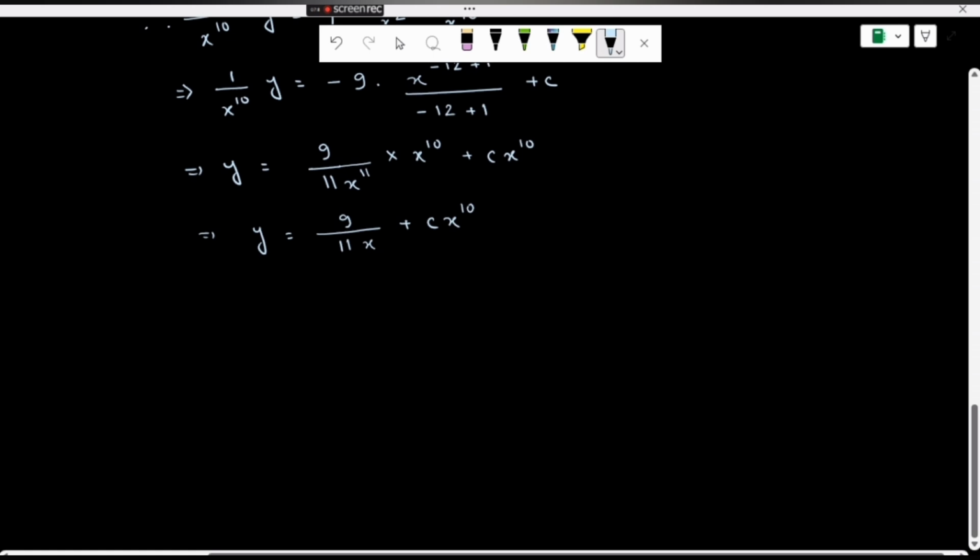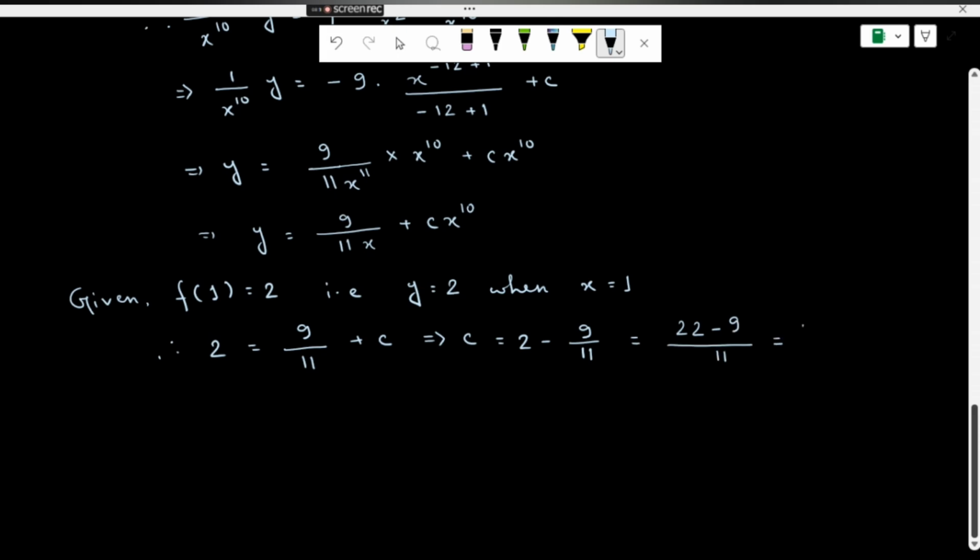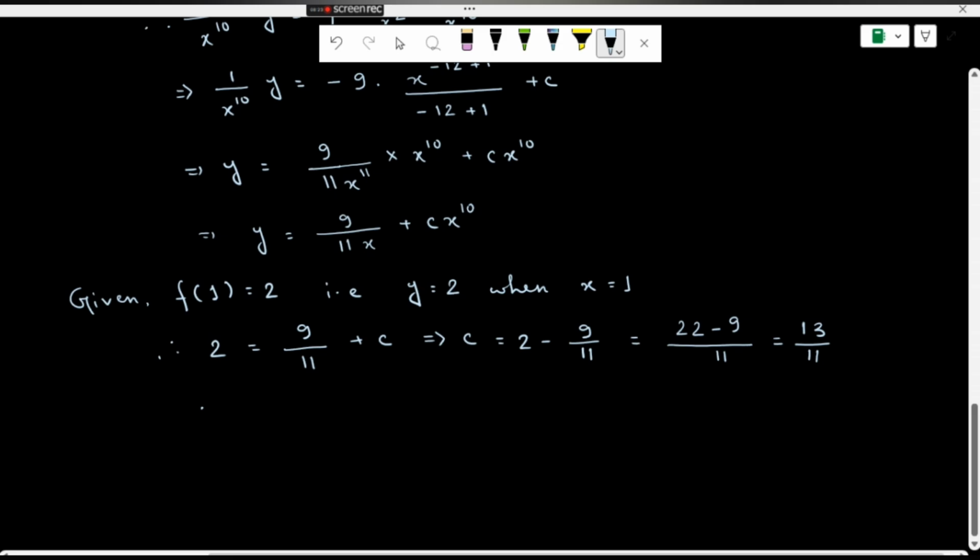Now observe the question. They are given that f(1) is equal to 2, that means when x equals 1, y equals 2. So putting x as 1, you will get 2 equals 9 by 11 plus c. After simplification, we will get c is equal to 2 minus 9 by 11, which is equal to, LCM 11, so 22 minus 9 by 11, which is equal to 13 by 11.